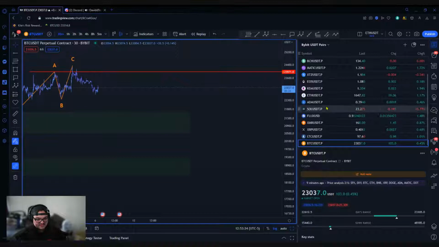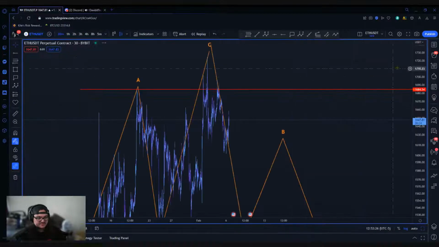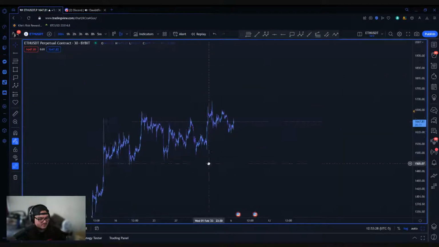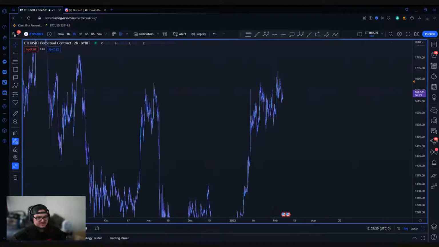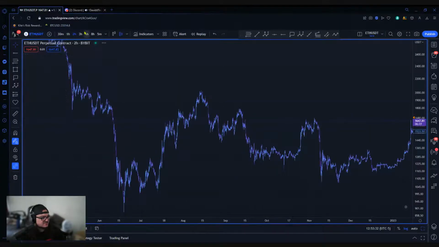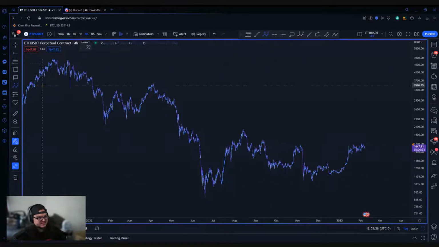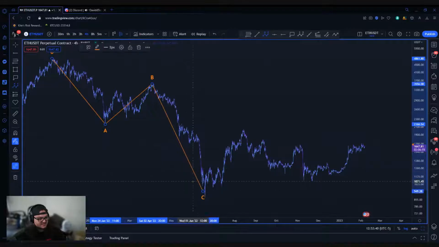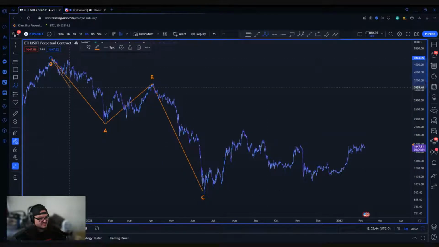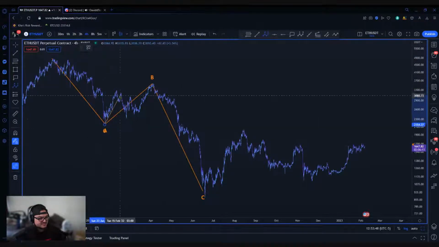Let's go ahead and talk about Ethereum. All right, so Ethereum on a larger time frame, we're going to have to dissect it similarly. We do have an A to a B to a C, with an ABC within each one of these waves here. So ABC, another ABC here, ABC, and then another ABC here.